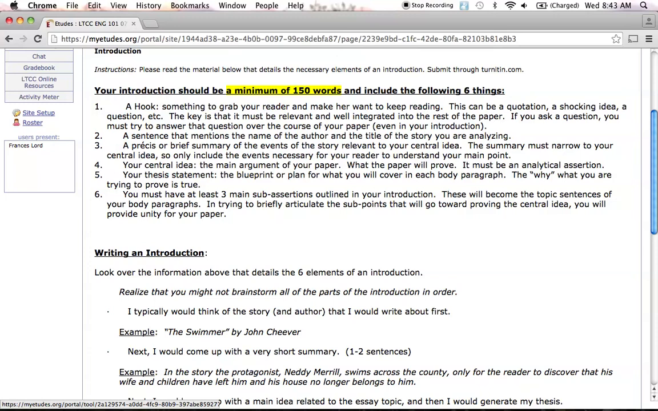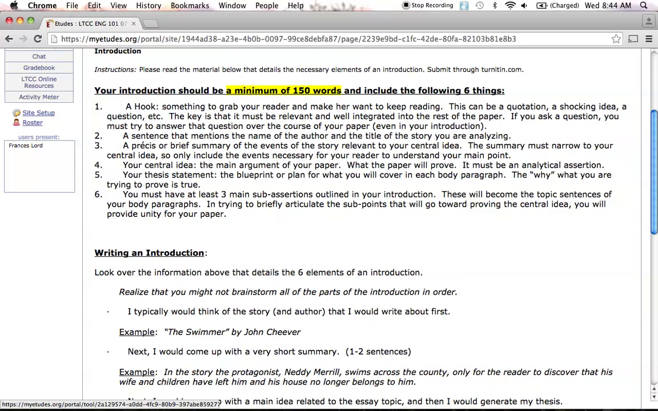From there, you're going to bridge it into context, and the next 2 points are really context. You need a sentence that mentions the name of the author and the title of the story you're analyzing. That doesn't need to be a sentence unto itself, but it needs to be in there. And then you need a brief summary of the events of the story relevant to your central idea. You're not writing a long summary. I'm talking 1 or 2 sentences so that someone who maybe hasn't read the story for a long time would have an understanding of the context of the story. We'll go through an example in a minute here.